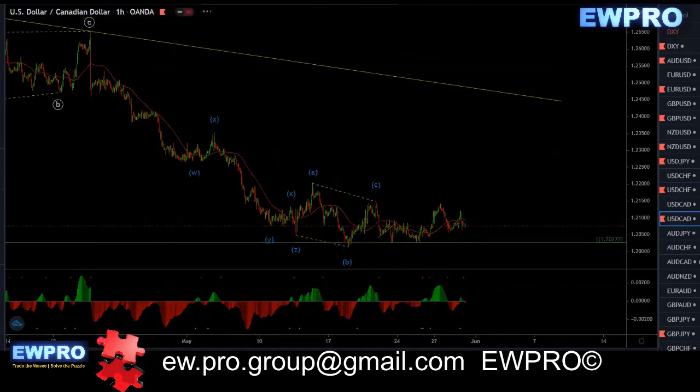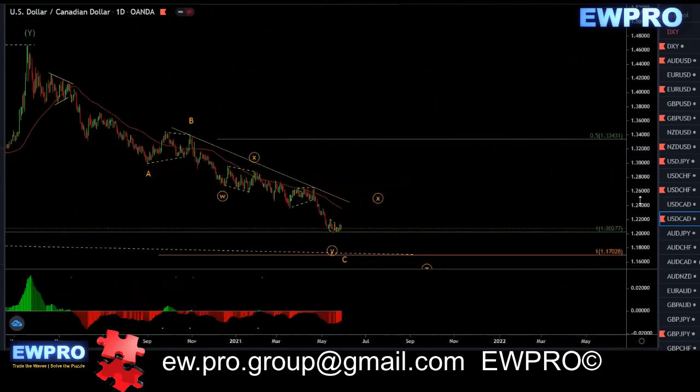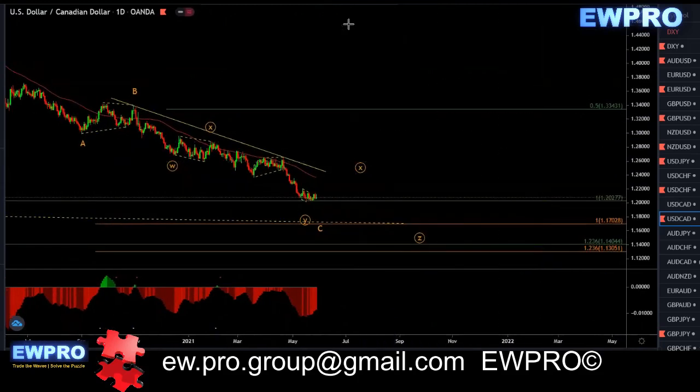On the UCAD, we're looking for this extended wave in here. We're right at the 100 fib on the weekly. If you want to see what I'm looking at on the weekly, I did it last week, so go and have a look at last week's video. But we're right at that 100 fib on the weekly.